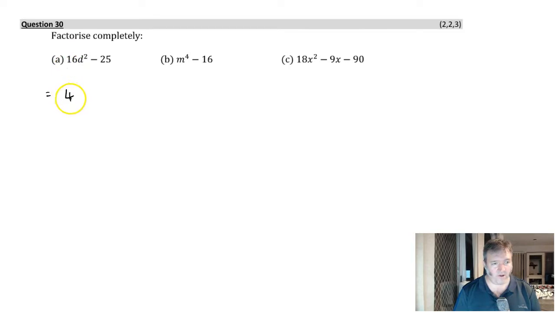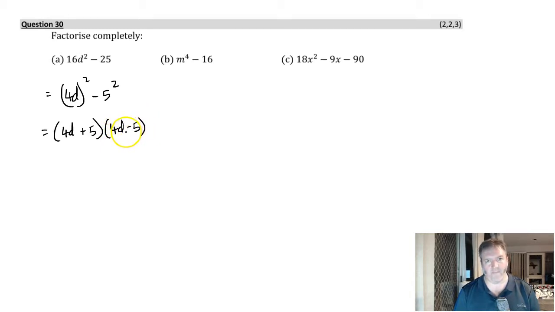16d squared, I could write that as 4d all squared, couldn't I? 25 is 5 squared, so now you can see a difference of two squares pattern. So it's the first one plus the second one, 4d plus 5, multiplied by the second one, 4d minus 5. And you're done.